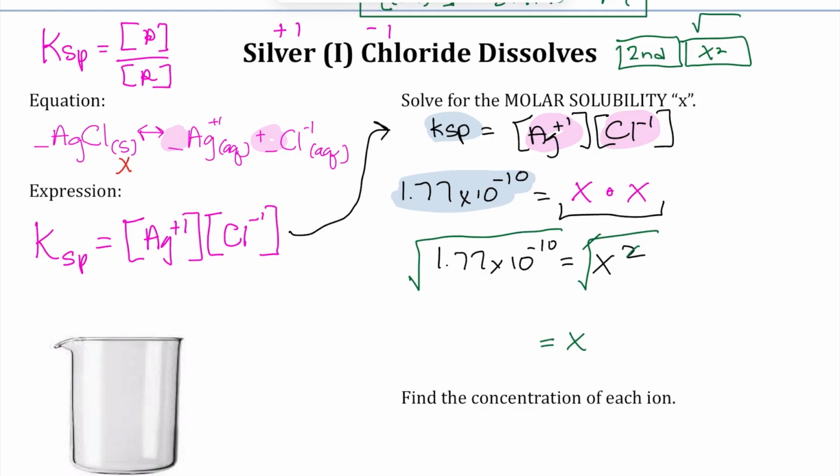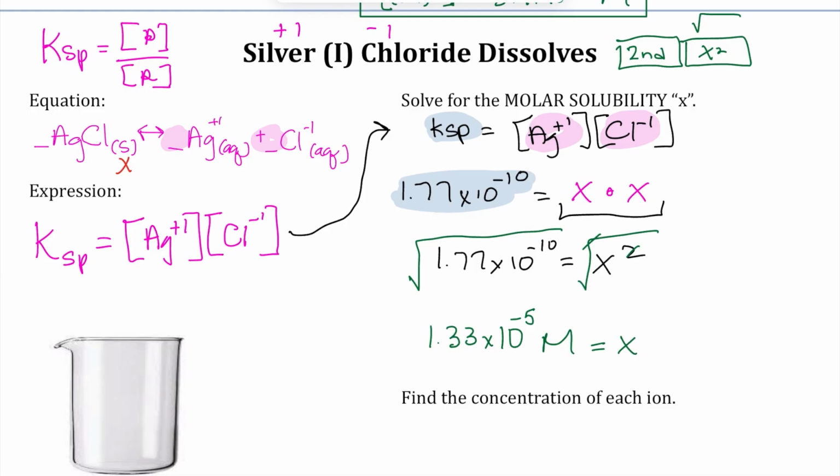All right, putting that in my calculator, square root of 1.77 times 10 to the -10th. I'm going to just do 3 sig figs here, so x is 1.33 times 10 to the -5th. And that is the molar solubility. So each mole is going to have that much dissolved.